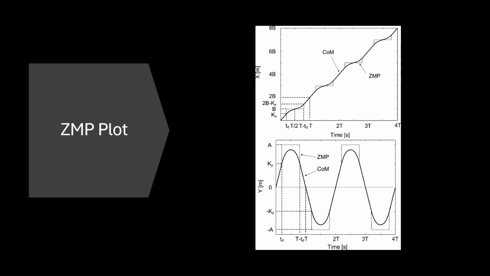So, as you can see, XZMP and YZMP look incredibly different. XZMP looks more like a stair step, and YZMP looks more like a sine wave. However, if you looked at the actual ZMP of the robot while he is moving, you'll have so much noise and it will not look this perfect.